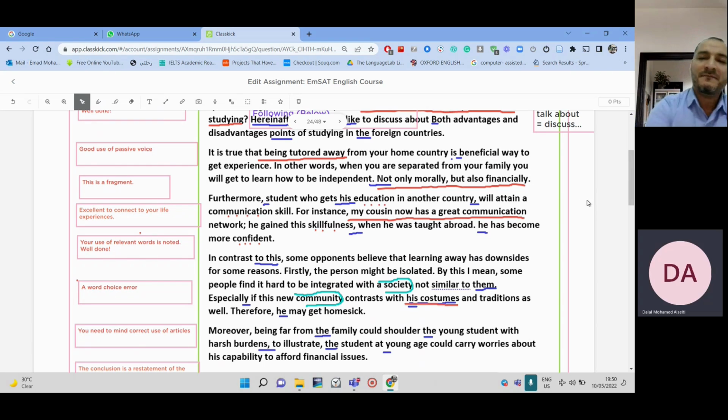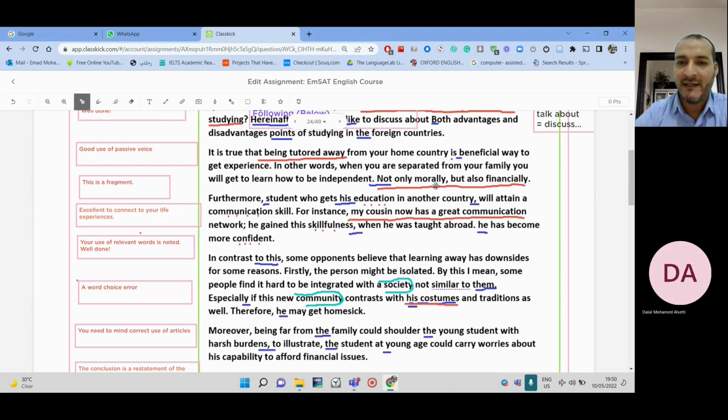So continue, please. From your home country is beneficial way to get experience. In other words, when you are separated from your family, you will get to learn how to be independent, not only morally, but also financially. That's great so far. Also here for this red underlined phrase, I said, excellent to connect to your life experience. And not this one. But I said this is a fragment. I will tell you what a fragment is. Okay, but anyway, let me give some comments.